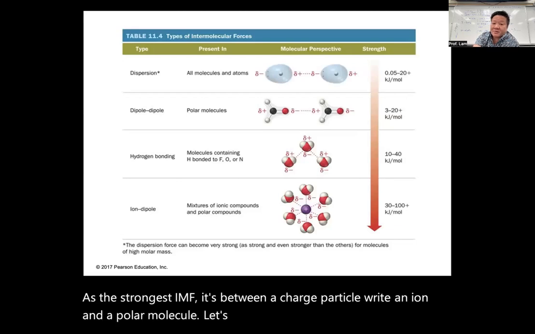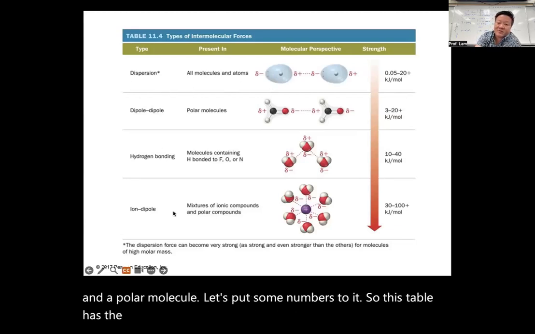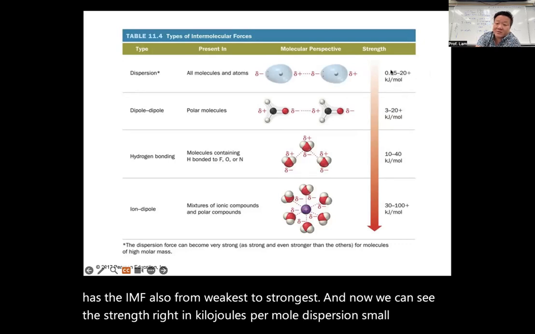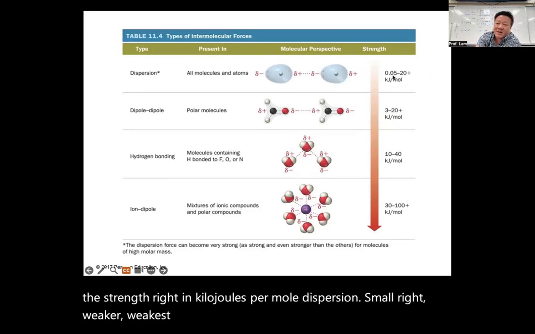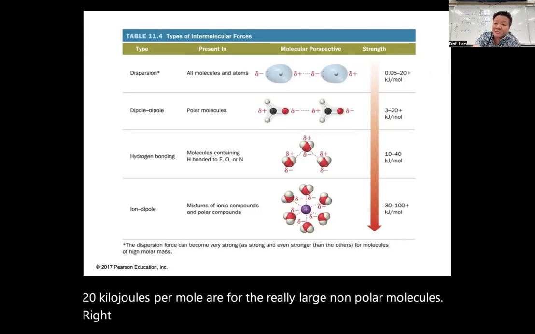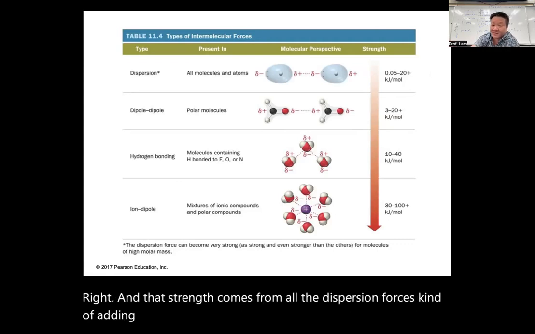Let's put some numbers to it. So this table has the IMFs, also from weakest to strongest. And now we can see the strength in kilojoules per mole. Dispersion, small, weakest. So only about 0.05 to 20 kilojoules per mole. The 20 kilojoules per mole are for the really large nonpolar molecules, and that strength comes from all the dispersion forces kind of adding up over a long distance.